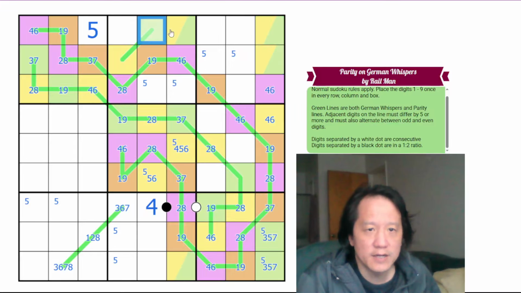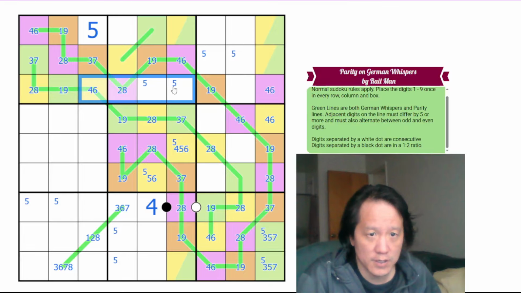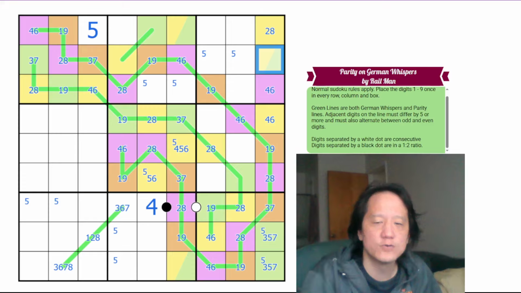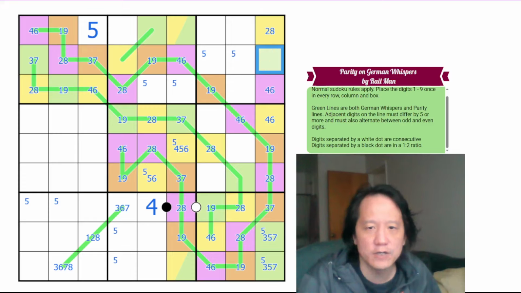Green 1, 9 has to be one of these cells here. It cannot be here, cannot be here. These are different cells, so green 1, 9 is here, which means this cannot be green 1, 9. Therefore, this is yellow 2, 8, which forces this to be green 1, 9 here.